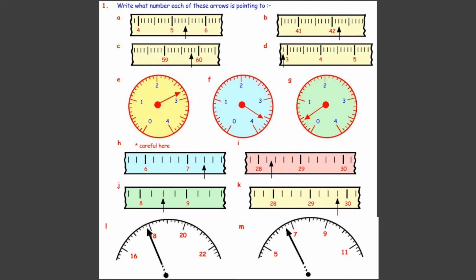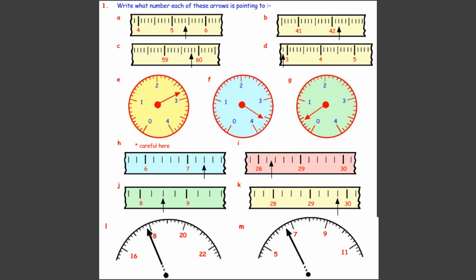Now, from here on in, you can see there's a little sign that says careful here. This is where it's starting to trick you. So let's look at H. If you notice, there actually aren't 10 little lines between the 6 and the 7, there's only 5. And that is the same with I. And with J and K, there actually are only 4 lines in between.